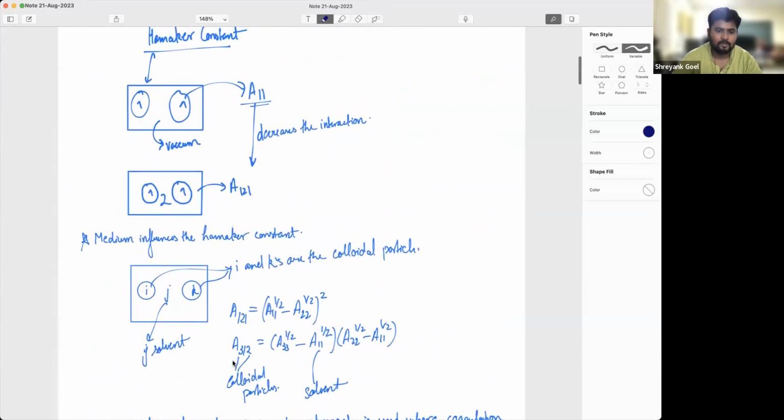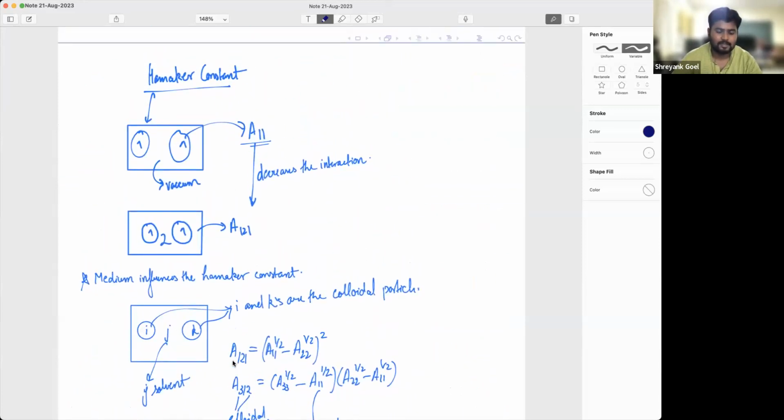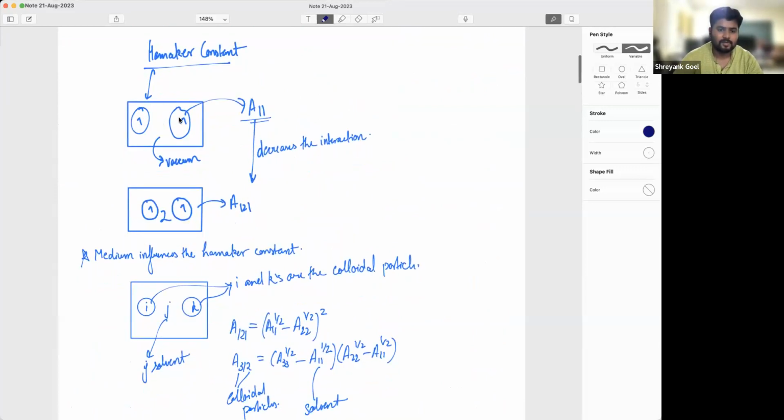Now, if you look at this case, it is there itself in the lecture. If you see, two kinds of particles are there. That's a pair of particles in vacuum, so that is the interaction A11. But if some medium is present, some kind of medium that is 2, then we need to find A132.